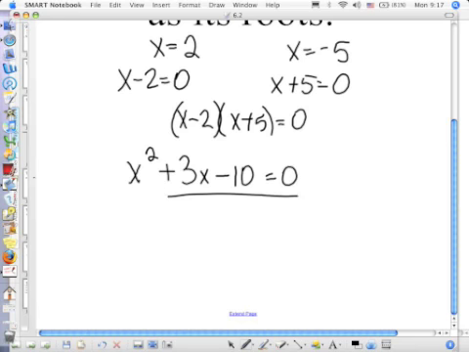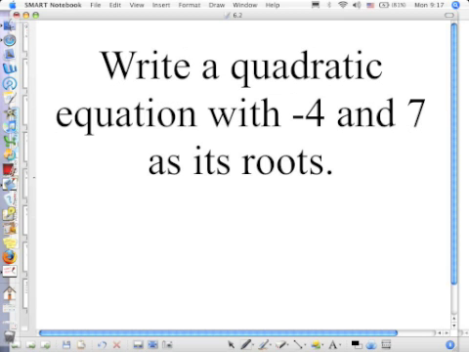Now, it did say a quadratic equation, which means there has to be an equal sign somewhere in there. So you just set the whole thing equal to 0. I'll always do that. So we can work forward, and now we can work backwards. And there's a reason we're doing this. And you'll see in a little while. Okay, write the quadratic equation with negative 4 and positive 7 as its roots.